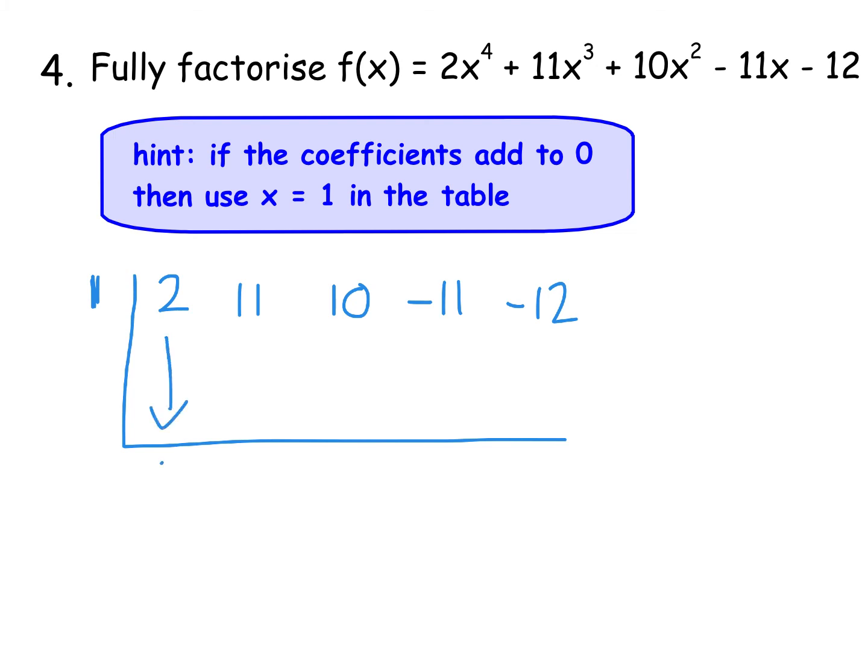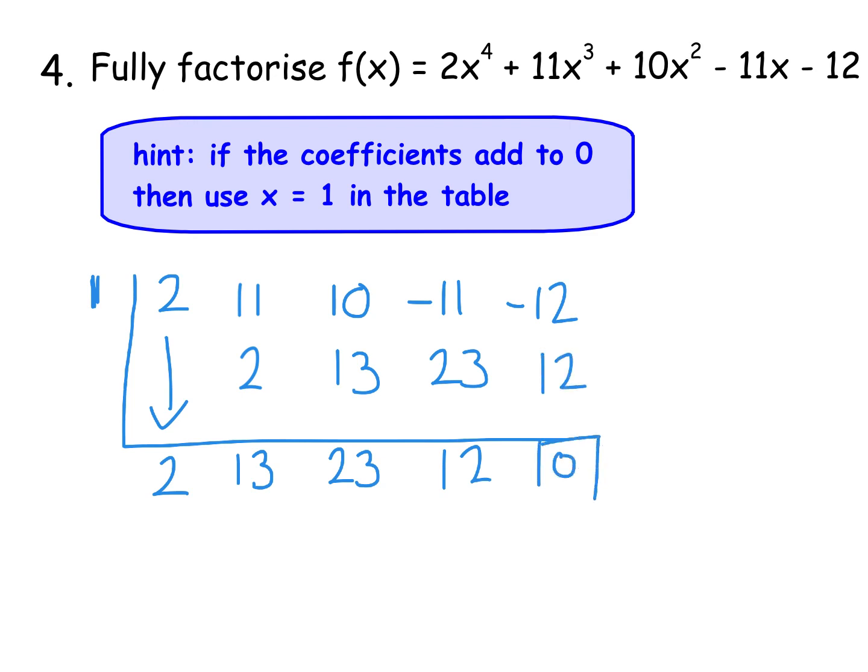Let's bring down the number 2. 1 times 2 is 2. 11 add 2 is 13. Times 1 is 13. Add them together. That gives us 23. 11 take away 23 is 12. Times it by 1 is still 12. And there, look, it works. 12 minus 12 gives us 0.